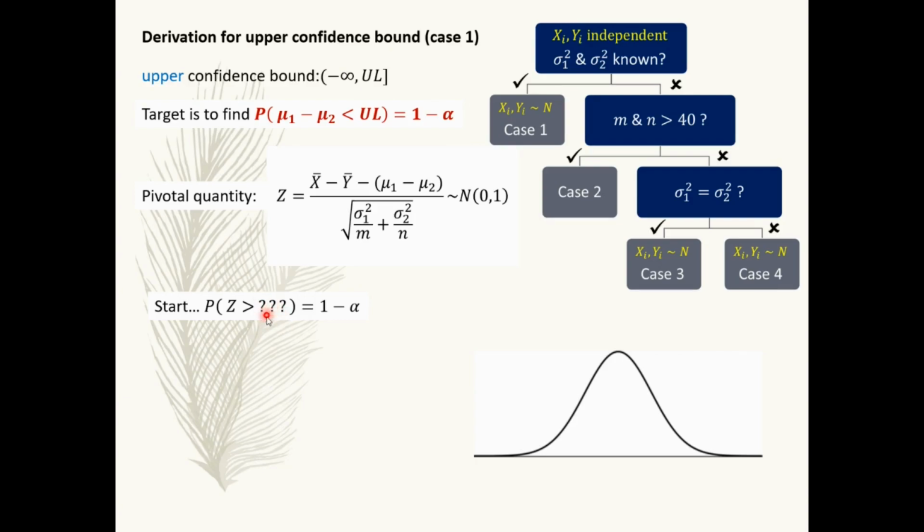Now we need to find what is this value represented by these question marks. So it's a normal distribution, and what I would do is draw a sketch. We're saying that there is some value such that the probability of z being greater than that value is 1 minus alpha. So we can split our distribution so that we have 1 minus alpha on the right. This area is on the right because of that greater than sign.